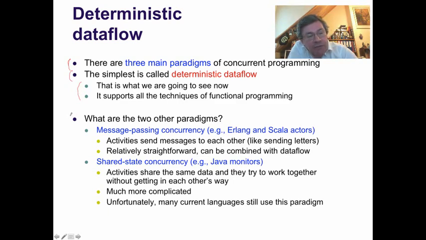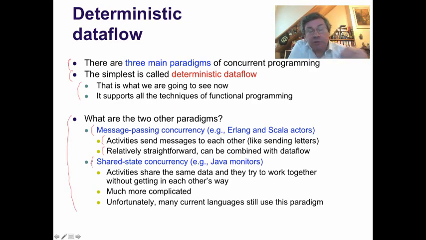Just as a brief aside, what are the two other paradigms? Well, one of them is called message passing concurrency. This is used, for example, in Erlang and Scala actors. In this paradigm, concurrent activities each run independently, and they send messages to each other like people sending letters in the real world. This is a relatively straightforward paradigm. In fact, we can combine it with data flow, and that's what we'll see at the very end.